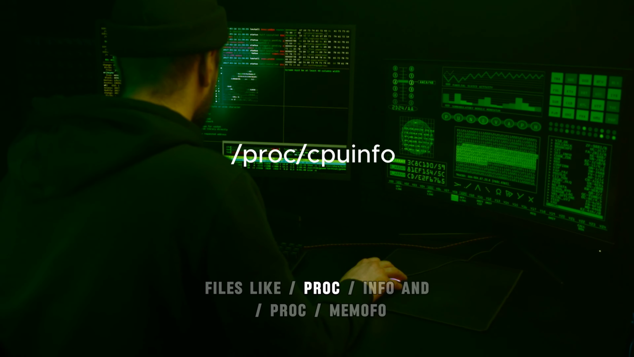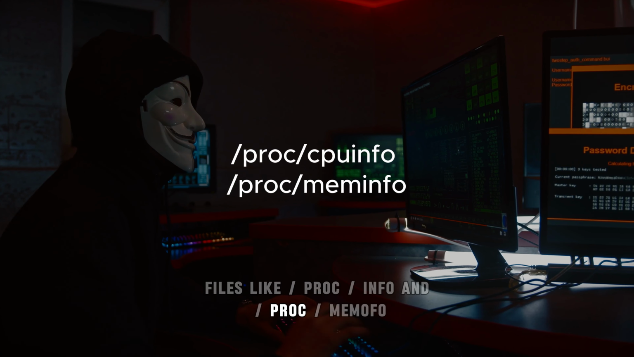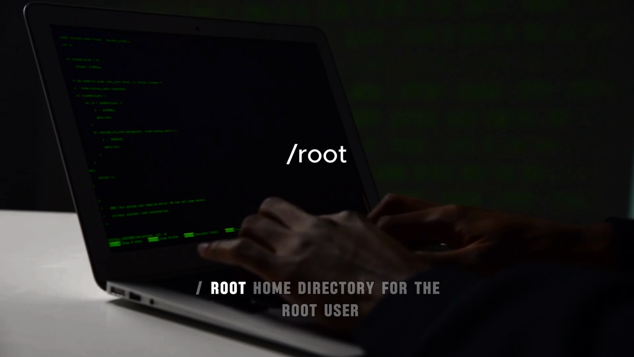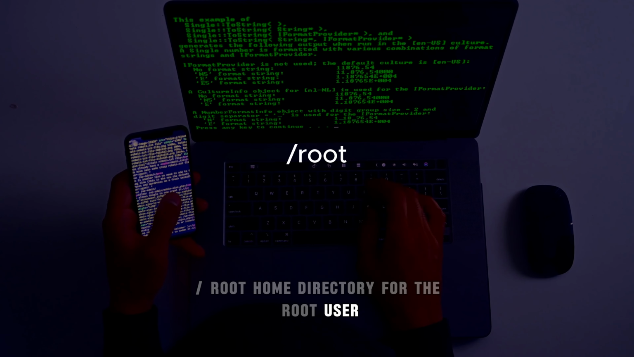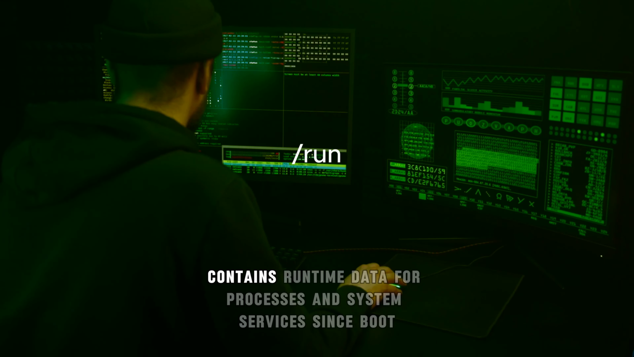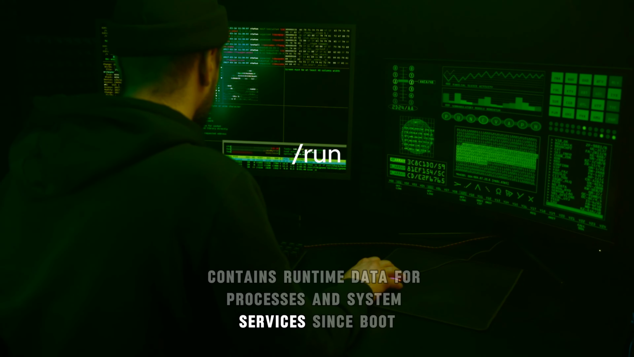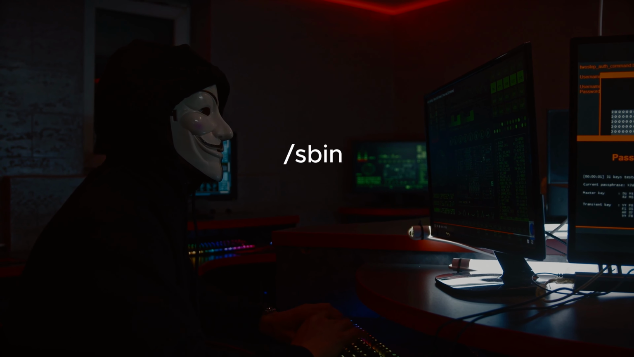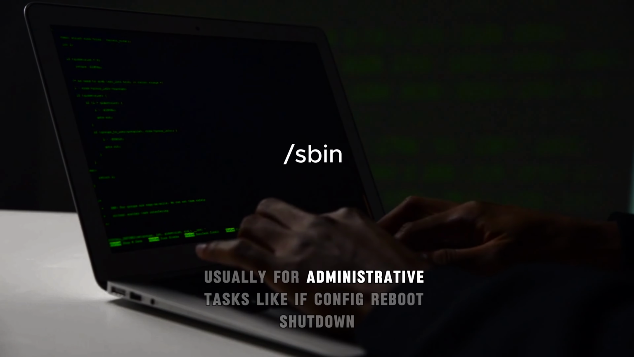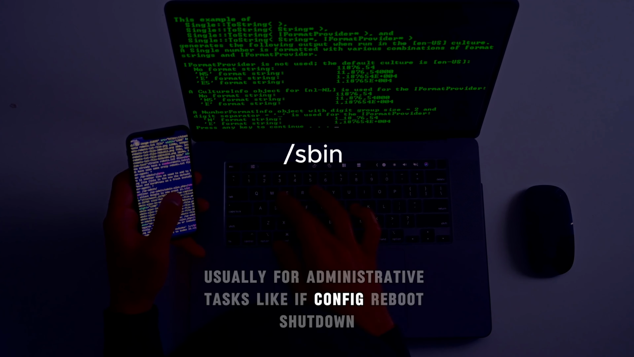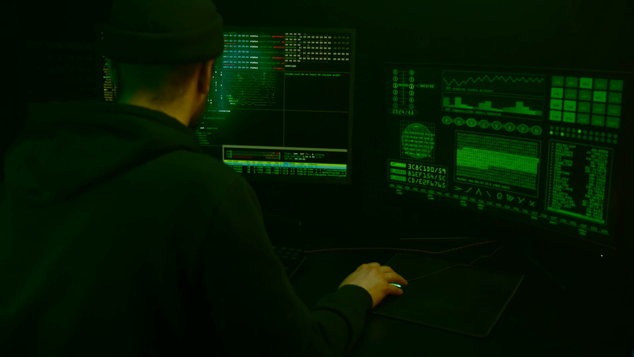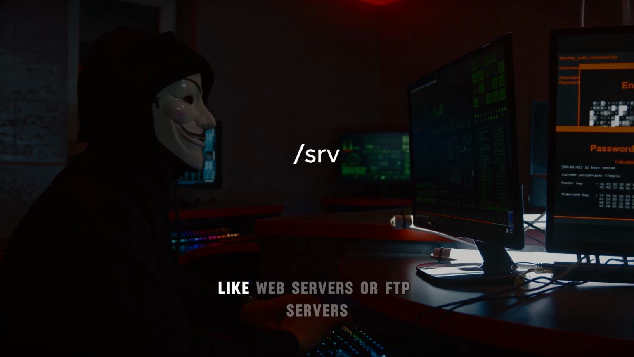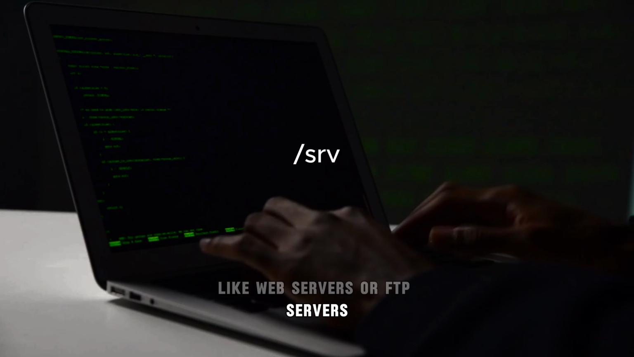Files like /proc/cpuinfo and /proc/meminfo give details about the CPU and memory. /root. Home directory for the root user. /run. Contains runtime data for processes and system services since boot. /sbin, system binaries. Essential system binaries, usually for administrative tasks, like ifconfig, reboot, shutdown. /srv. Data for services provided by the system, like web servers or FTP servers.